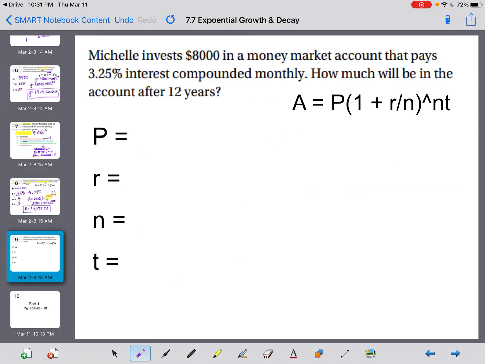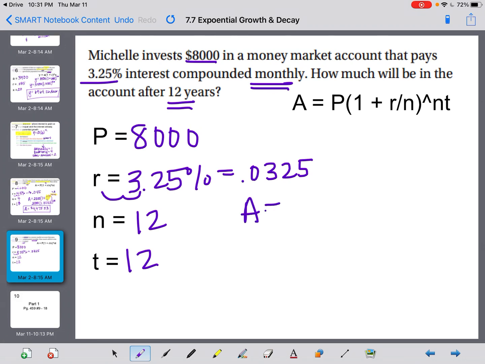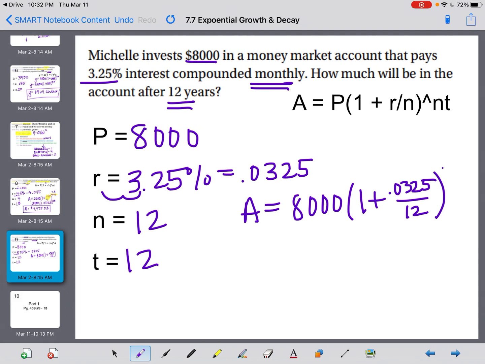Okay, last example. Michelle invests $8,000, it's your principal, in a money market account that pays 3.25% interest. So when I move that decimal, I get 0.0325. Compounded monthly, there's 12 months in a year. How much will be in the account after 12 years? So we have 2 12s in this one. Plugging it in, I'll have A equals 8,000 times 1 plus 0.0325 over 12, all to the 12 times 12 power.